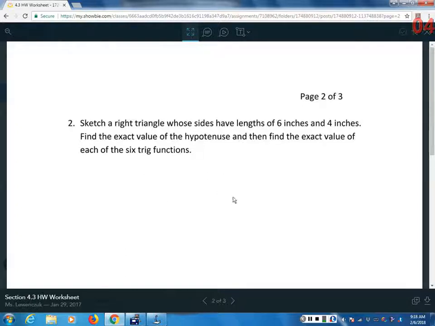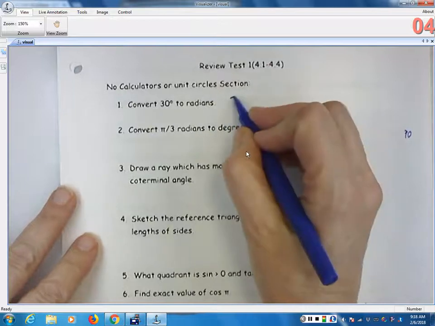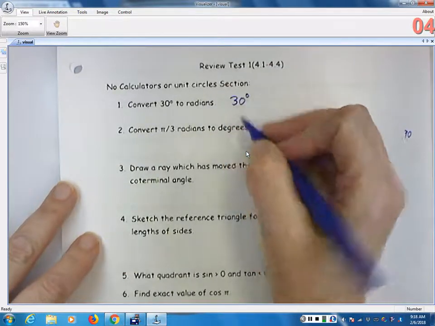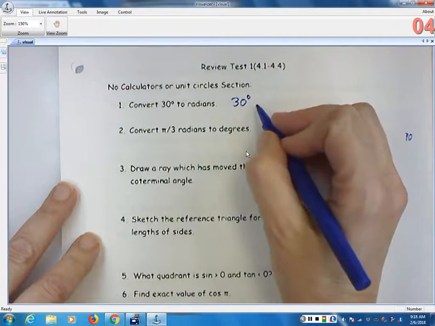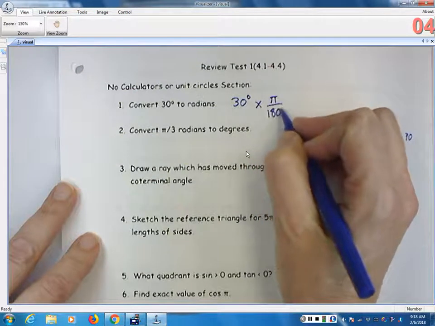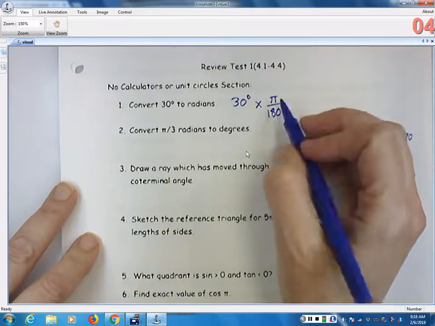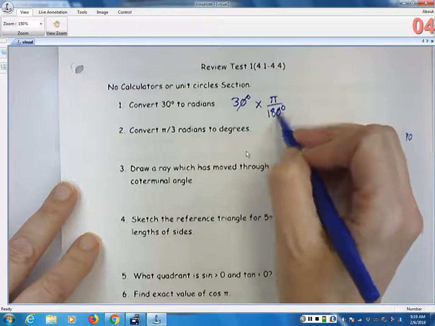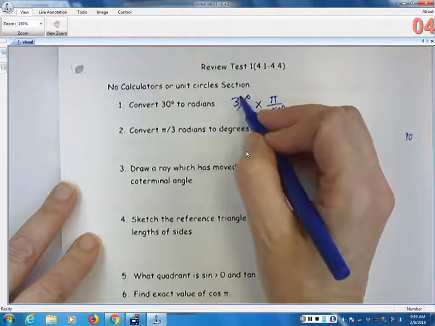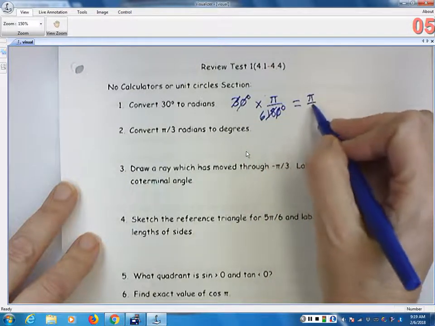But also, in part 1, let's go to the review. You need to be able to convert degrees to radians. You show your work, this is in part 1, without your calculator. So 30 degrees times pi radians over 180 degrees. 3 goes into 18 6 times, so the zeros cancel and you get 1 pi over 6, or pi over 6.